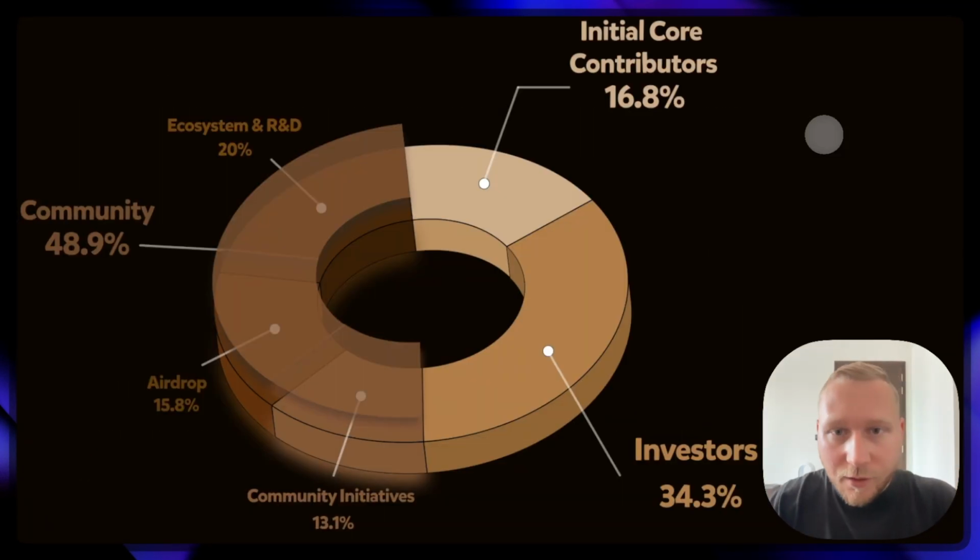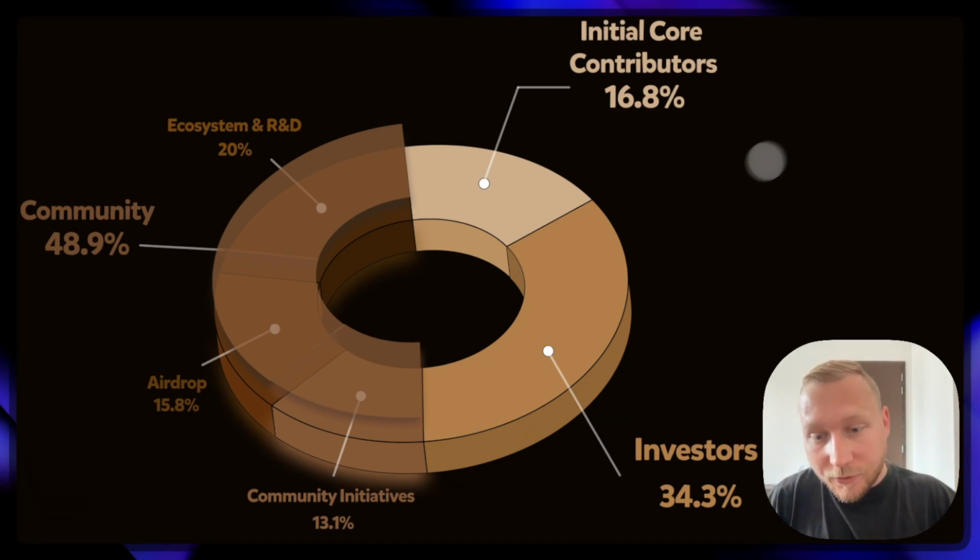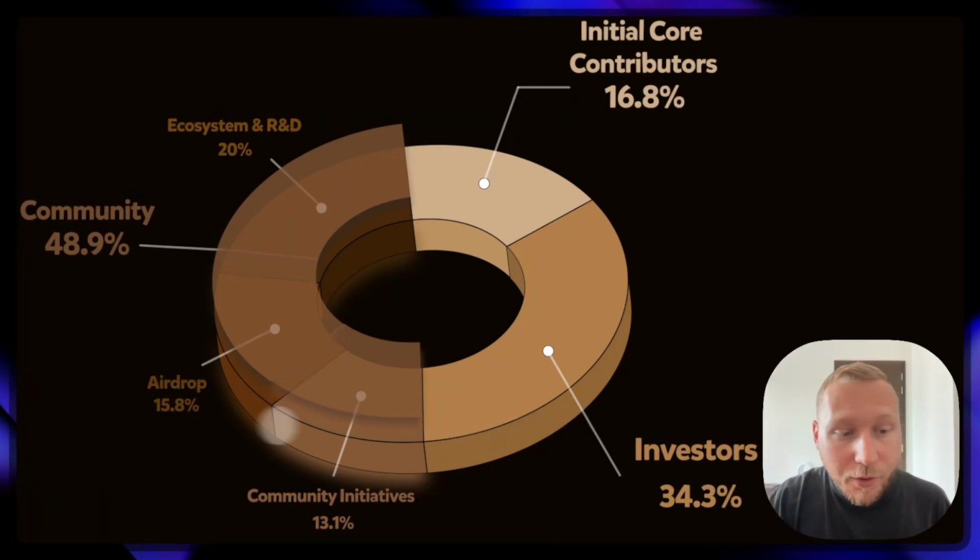Here's a diagram of their initial token distribution, which obviously caused a lot of backlash because over a third went to investors, which, to be honest, is no surprise considering how much money they raised. 15.8% went to an airdrop, which also got a lot of people really mad because the airdrop was not very rewarding for testnet users. But I also want to say at this point that the Berachain testnet has probably been the most overfarmed testnet in crypto.